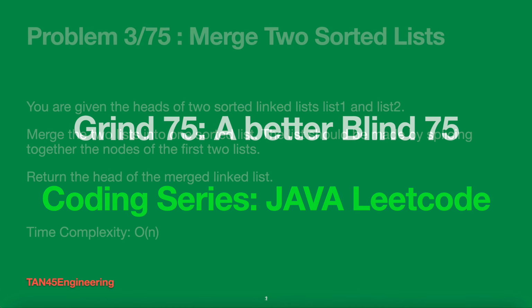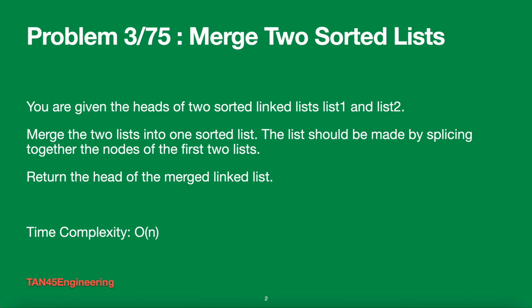So today we are on our third problem out of the 75, merge two sorted lists. We are given two sorted lists and we have to merge them into one and return the head of the merged linked list. We are going to solve this in the time complexity of O of n. So let's head towards the problem statement and start solving.